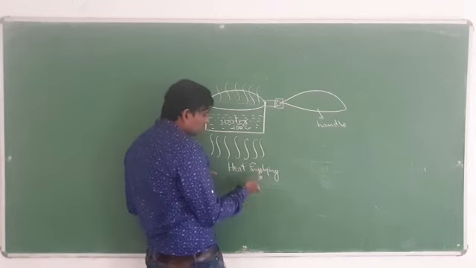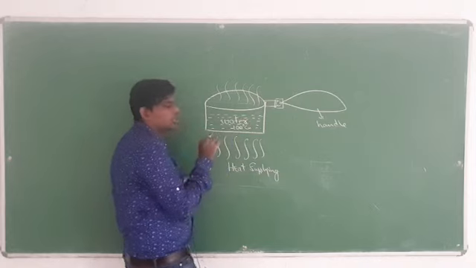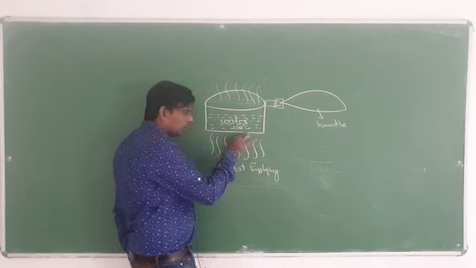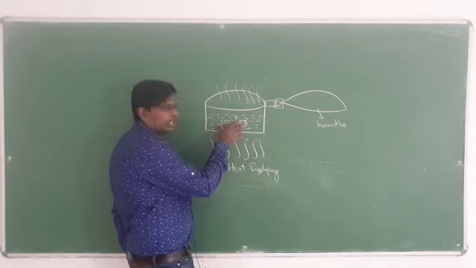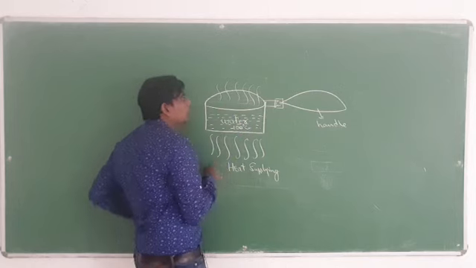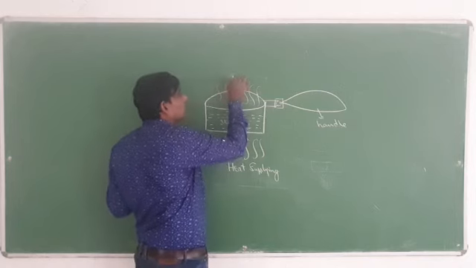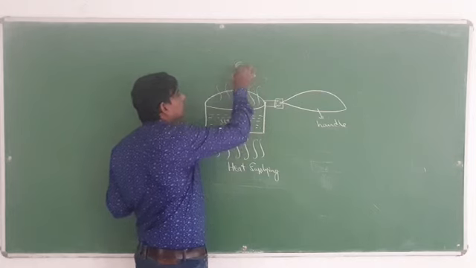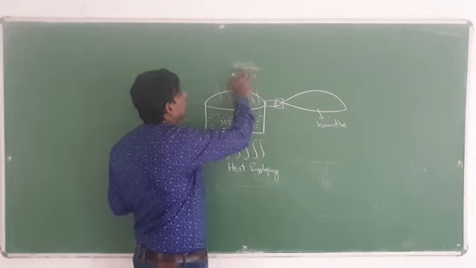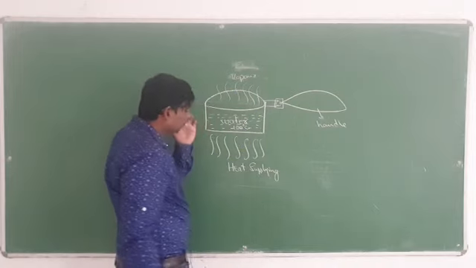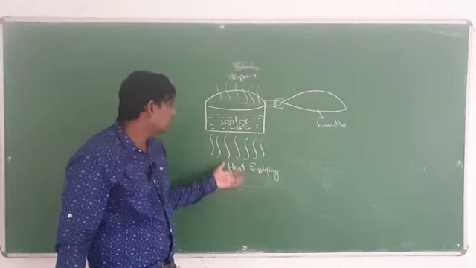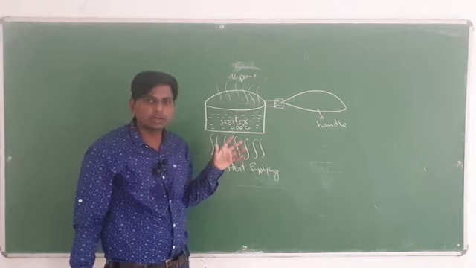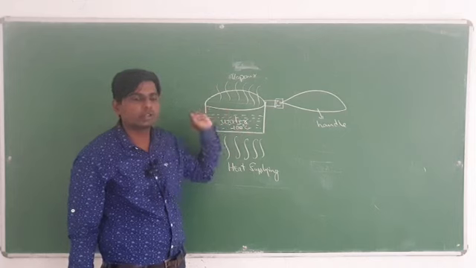As you can see, if you supply the heat, automatically the water temperature will increase. First it will transfer heat to this surface body. After that the water will be heated, and after that the water will be converted into vapor or steam. From here you are applying the heat, and here water is present. So that heat will transfer to the water. After the saturation temperature of water, that water is converted into vapor.